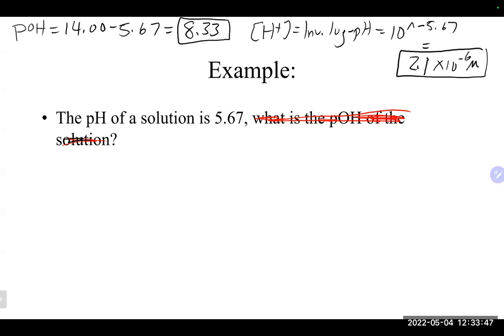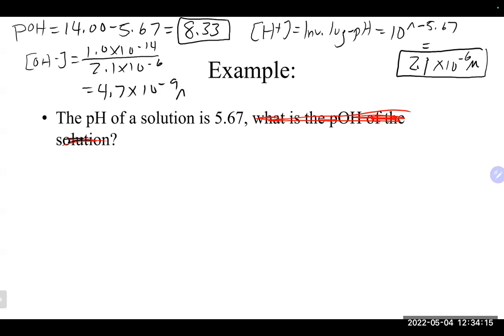Now, again, at this point, I could use the pOH and do the same calculation. I could also still use Kw. So if I wanted to, I could just roll back to the Kw, which is 1 times 10 to the minus 14, divided by my 2.1 times 10 to the minus 6. And if I do that, that gets me 4.7 times 10 to the minus 9 molar as well. So again, you could do it either way.